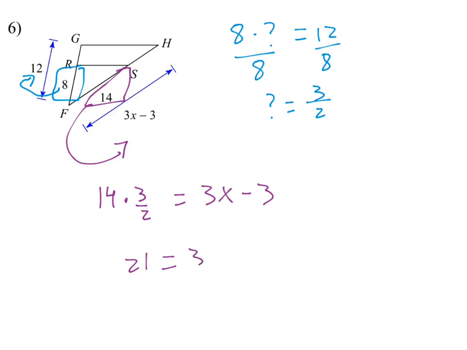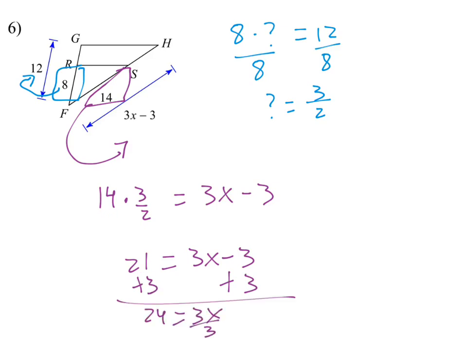So now we got 21 equals 3x minus 3, and the rest of this is just basic solving stuff. You add 3, you get 24 equals 3x, divide by 3, and you got that x is 8. And voila, we figured out x on this one.